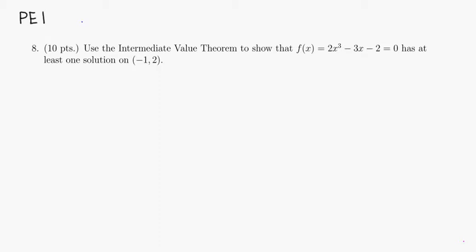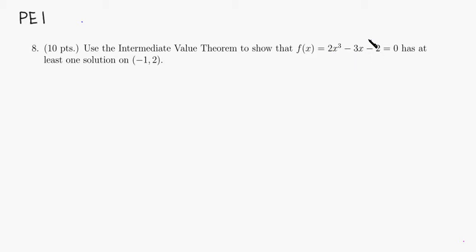Alright, let's look at practice exam 1, problem number 8. We want to use the intermediate value theorem to show that the equation 2x cubed minus 3x minus 2 equals 0 has at least one solution between -1 and +2. Alright, so let's do that.